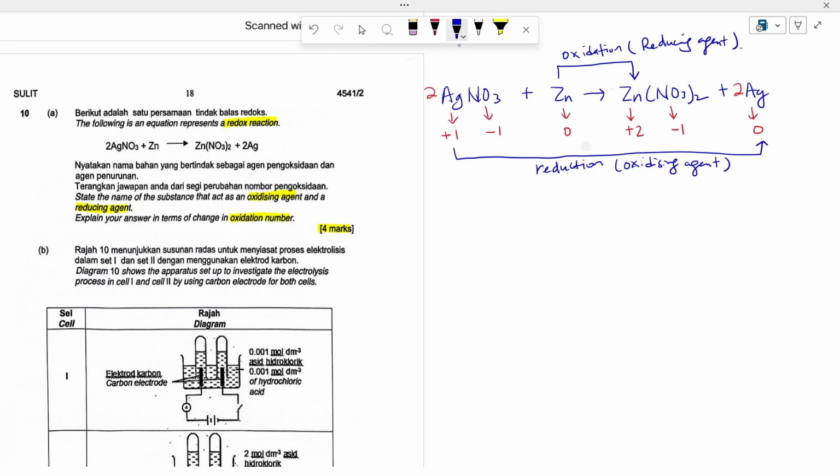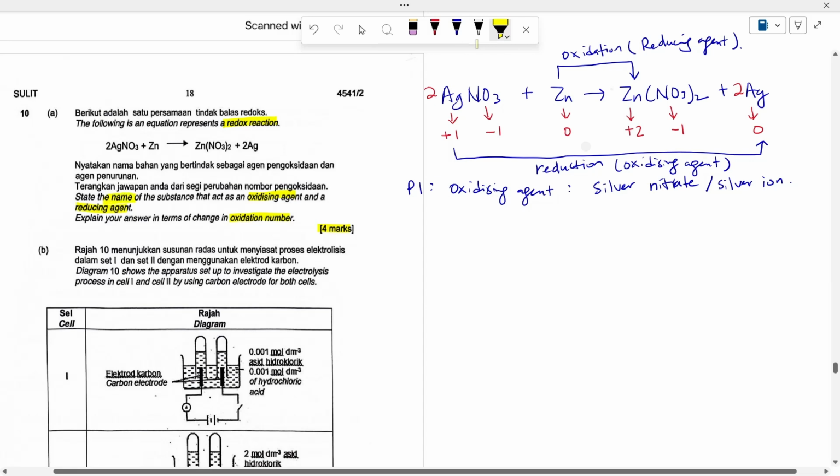meaning that it is a reducing agent. Okay, so we can write, point 1, the oxidizing agent is the one that undergoes reduction, so silver nitrate, or you can write silver ions. Okay, so can we write the formula? No, because the question says the name, so here is a reject formula.